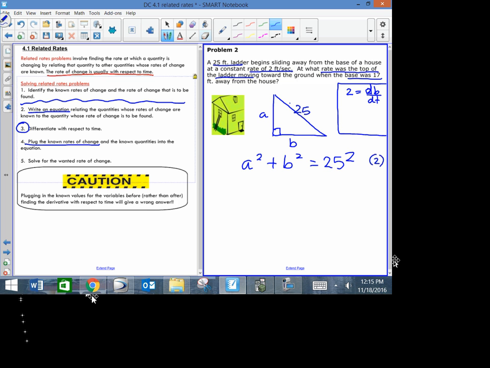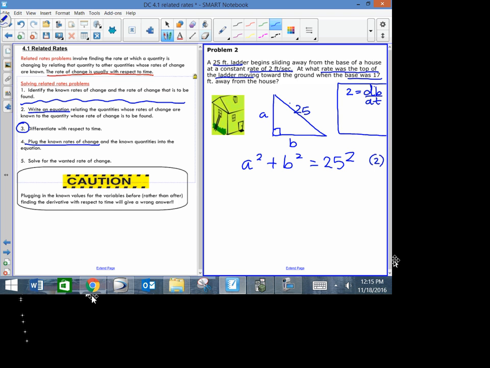Yes, when you're taking this and you're sliding, B is getting bigger, so dB dt should be positive. Sometimes it's messy. They tell you it's sliding away and it's getting smaller, then you have to make it negative. They're not going to tell you it never is negative. You just have to infer that from the information.